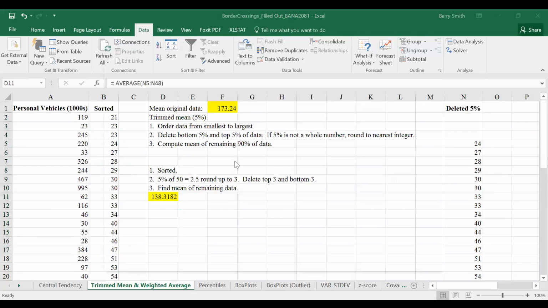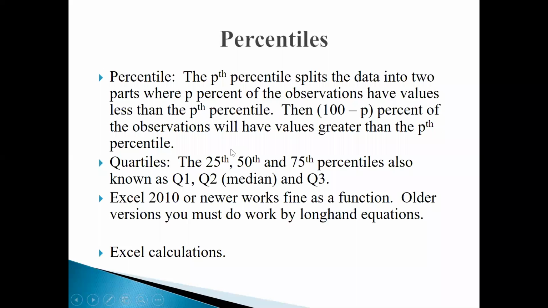All right, now let's go back to our PowerPoint slide. Let's look at percentiles now. If we're looking for the pth percentile, that splits the data into two parts where the p% of the observations have values that are less than the pth percentile. So it's going to be a specific spot in the data. And then 100 minus p% of the observations will have values greater than the pth percentile. Now we also can find quartiles. These are the 25th, 50th, and 75th percentiles, and they're also known as Q1, Q2, which is also the median, and Q3. So quartile 1, quartile 2, quartile 3.